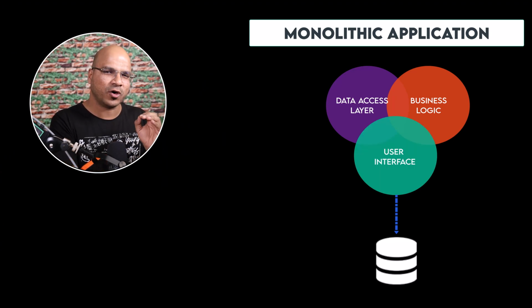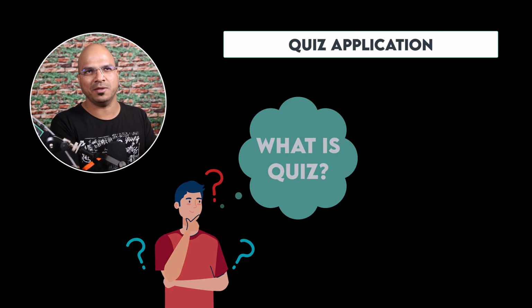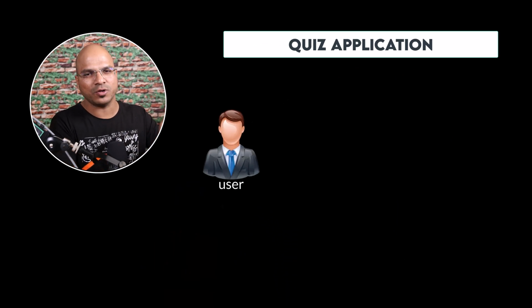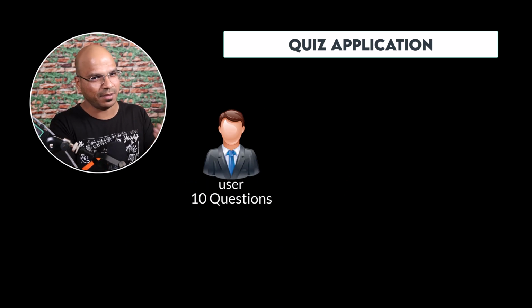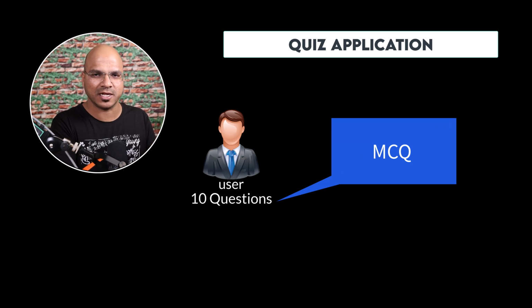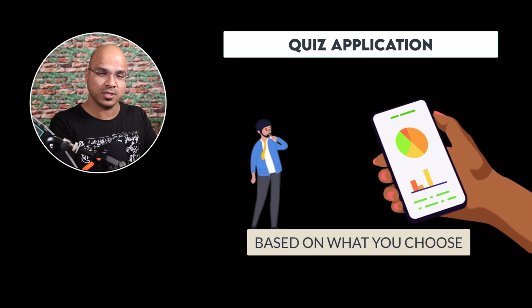Now, in this particular video, we are going to start with the monolithic application where we are going to build a quiz service, okay? A quiz application, basically. When you say quiz, it simply means a user is coming to the application. A user will get, let's say, 10 questions. A user will attempt those questions. It will be MCQs, basically. And then, based on what you choose, you will get that much of score. That's the entire plan, right?